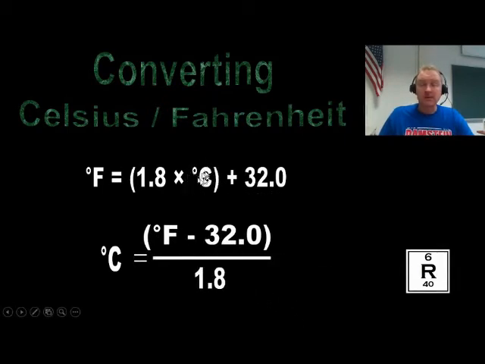Rearranging this equation to solve for Celsius, it would be Celsius equals Fahrenheit minus 32, divided by 1.8. So if we wanted to know the Celsius and we have the Fahrenheit, we first have to subtract 32 from that number and then divide that number by 1.8. And then we would get the Celsius value. So again, water freezes at 32 degrees Fahrenheit. So 32 minus 32 is 0. 0 divided by 1.8 would be 0.